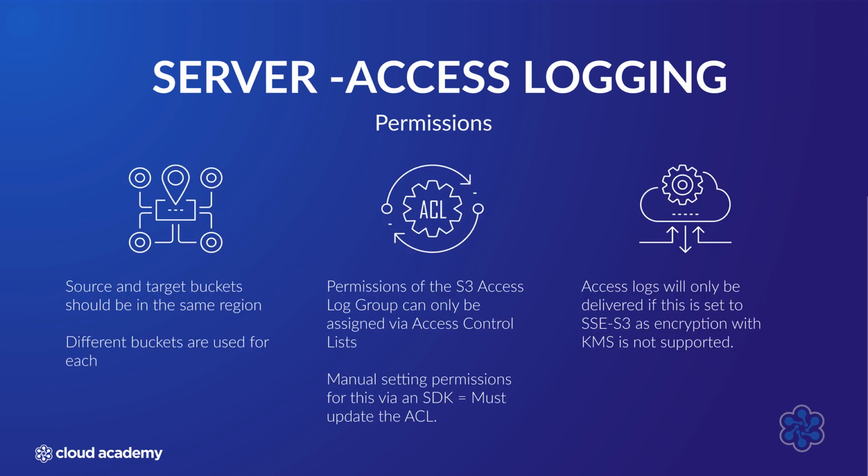Before I continue, there are some points regarding the configuration of server access logging that you need to be aware of. Firstly, and as I've already mentioned, both the source and target buckets should be in the same region, and it's best practice that different buckets are used for each. Also, the permissions of the S3 access log group can only be assigned via access control lists and not through bucket policies. So when manually setting the permissions for this via an SDK, you must update the ACL. Finally, if you have encryption enabled on your target bucket, access logs will only be delivered if this is set to SSE-S3, server-side encryption managed by S3, as encryption with KMS, the Key Management Service, is not supported.